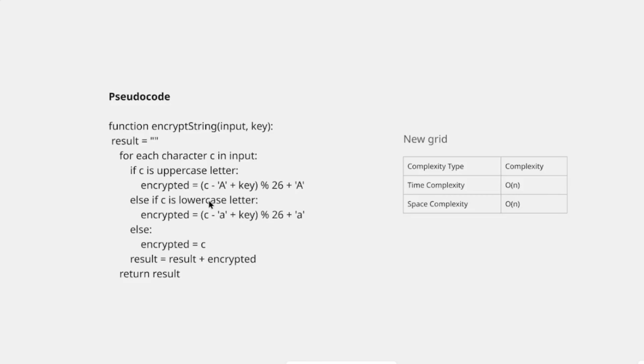And if it's lowercase, we do the same. If it's not a lowercase or uppercase, we just keep it as it is, right? And update the result value and return the result value, which means print the result value. So here is our time complexity and space complexity. Time complexity is big O of n and space complexity is big O of n.